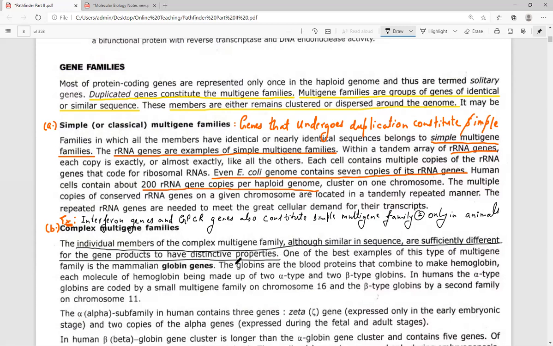For example, one of the very large complex multi-gene families that we are going to talk about is the globin gene family. So let me take a whiteboard and explain to you what this globin gene family is, how this globin gene family is present, and how the globin gene family is going to evolve.